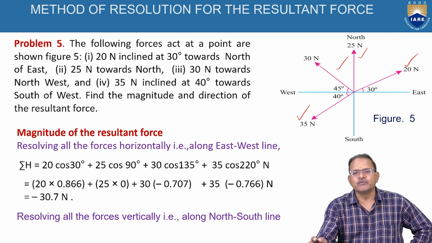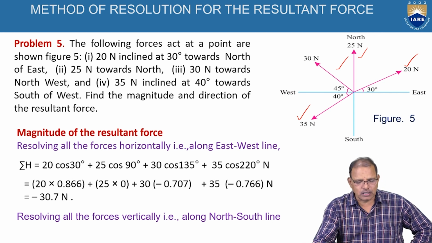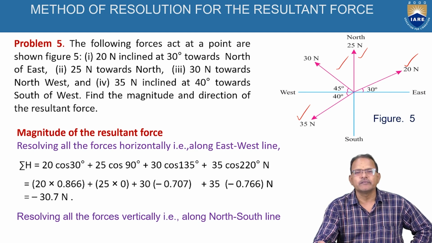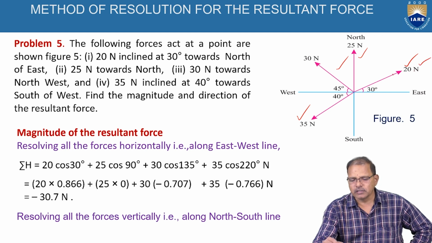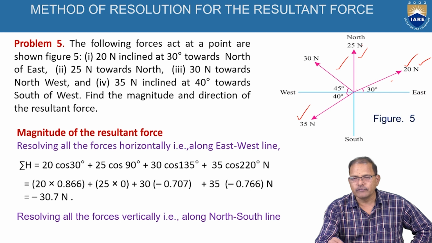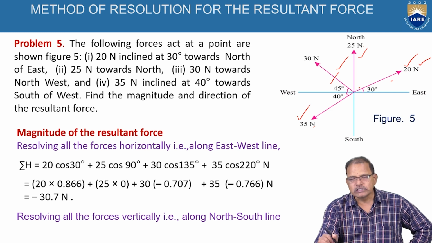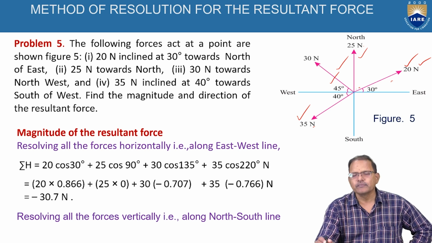Now, first of all, resolve the forces along the horizontal and vertical directions. That means, according to this figure, in the direction of east and west. The first force is 20 newtons at 30 degrees, 25 newtons according to the figure is vertical, and 30 newtons is acting at an angle of 45 degrees, and 35 newtons is acting at an angle of 40 degrees with respect to the horizontal line.